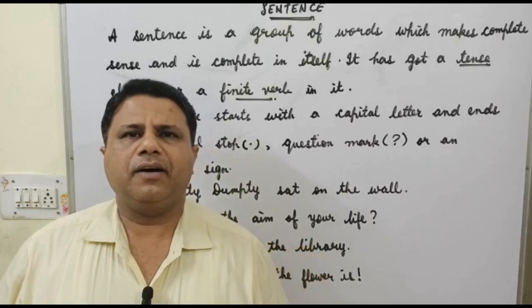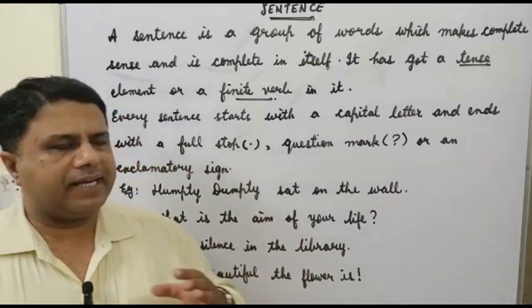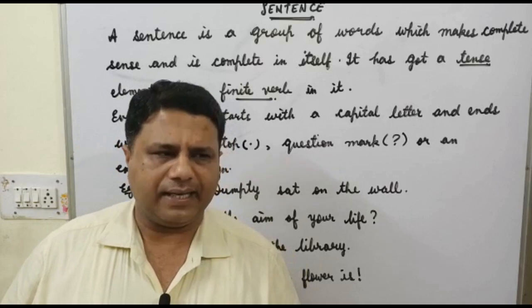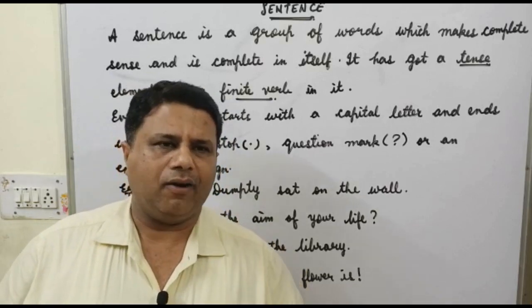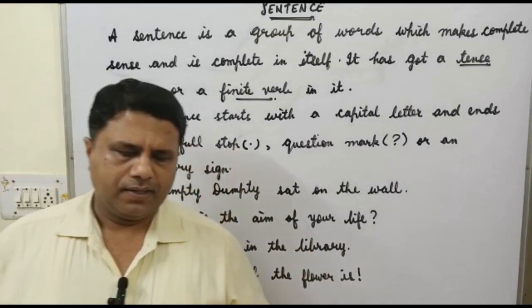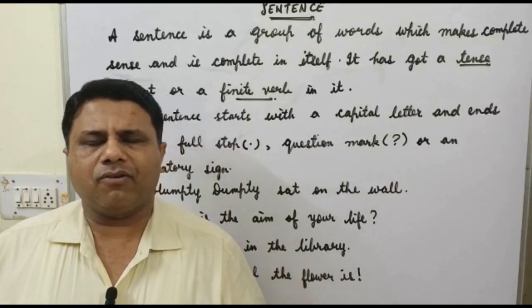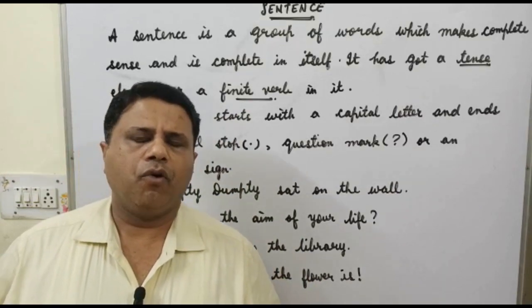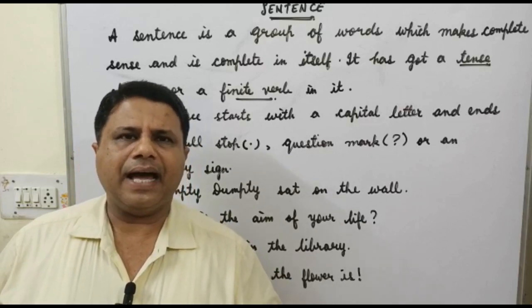So the first thing related to a sentence is that it is a group of words. When I say it is a group of words, it means we need a minimum of 2 words in a sentence. One word cannot make a sentence. Minimum 2 words are required. Obviously, one will be the subject and the second will be a verb. So we need one doer and one action. Then only the sentence will be complete. So this is the first and foremost requirement of a sentence, that we need one subject and one verb.